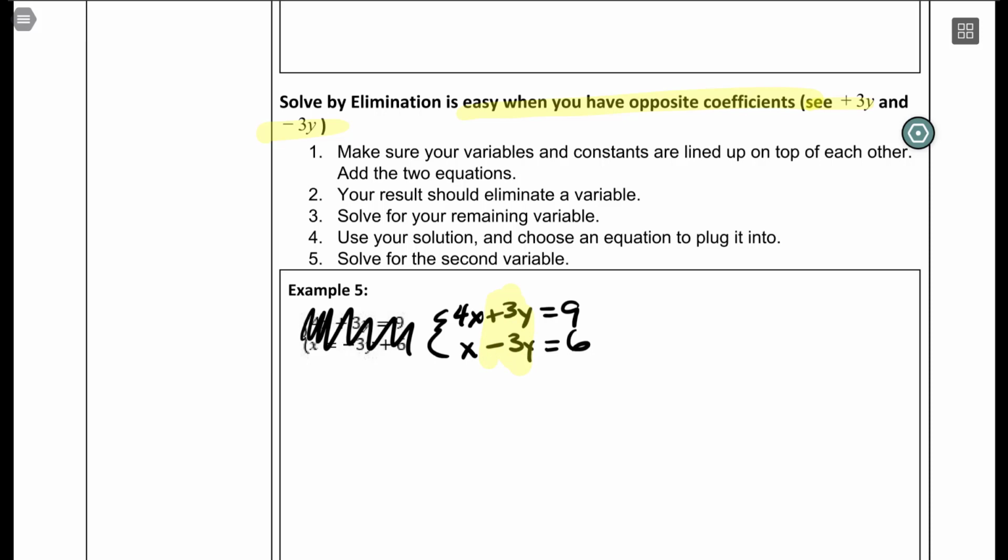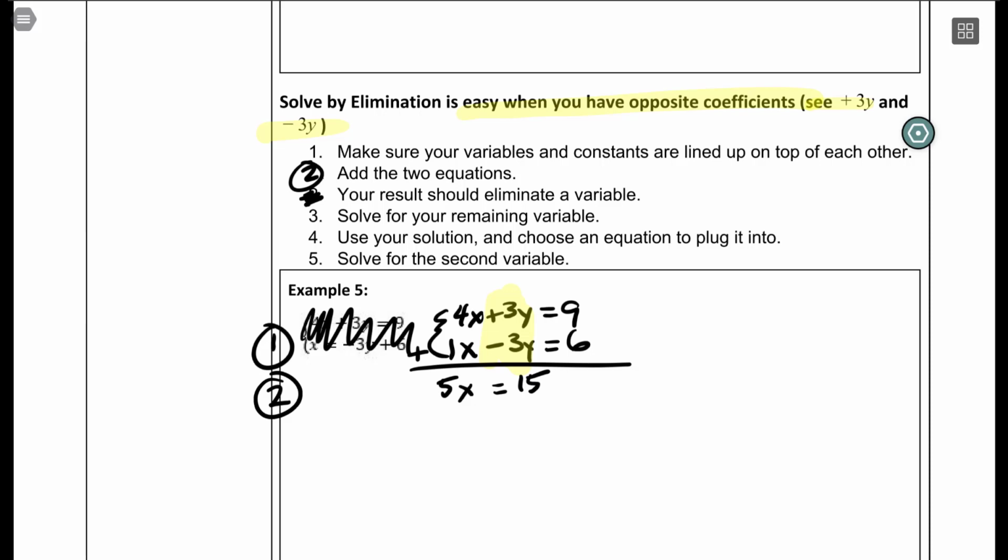So what we want to do first is step 1, make sure your variables and constants are all lined up on top of each other. Perfect. Done. Step 2, we need to add the equations, and then your result should eliminate a variable. So let's go ahead and add these two equations. Adding these two equations, we have 4x plus 1x is going to give us 5x. 3y minus 3y, those eliminate. They cancel each other out, right? We get 0y, and then we have 15.